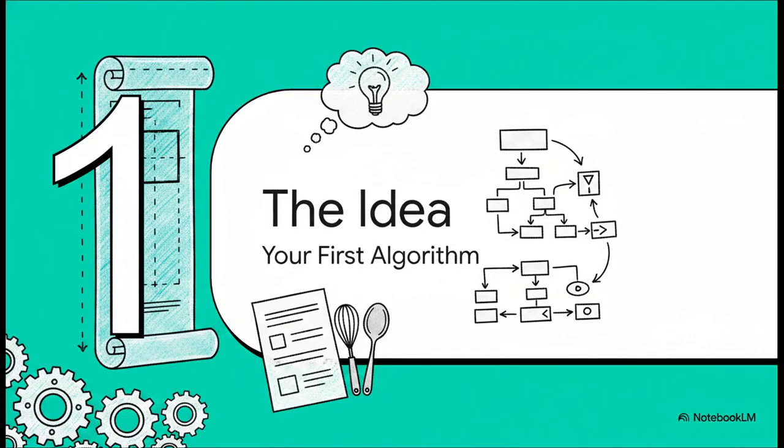Before anyone even thinks about writing a single line of code, you have to create that plan. In the world of programming, we call that plan an algorithm. You can think of it as the blueprint or the recipe. It's the core logic for everything that comes after.